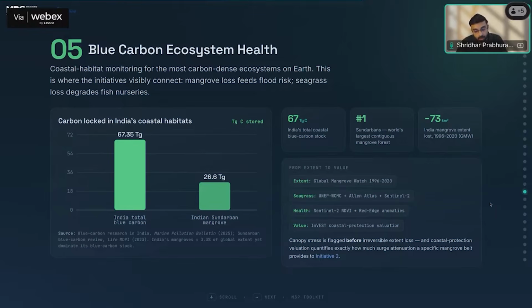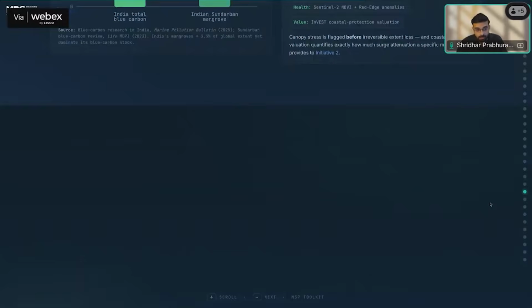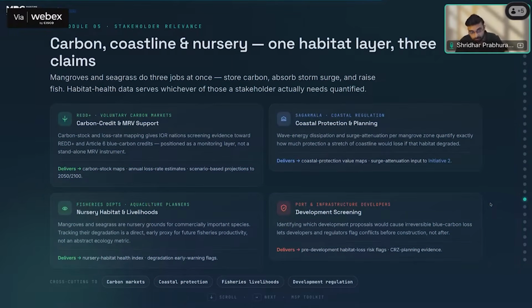So what can we do again? It takes a lot of time for these mangrove belts to be regenerated. So what can we do? Where can we focus our initiatives, and also identify, with the current extent of mangroves and seagrasses, what the overall blue carbon stock is? That is what this initiative is all about.